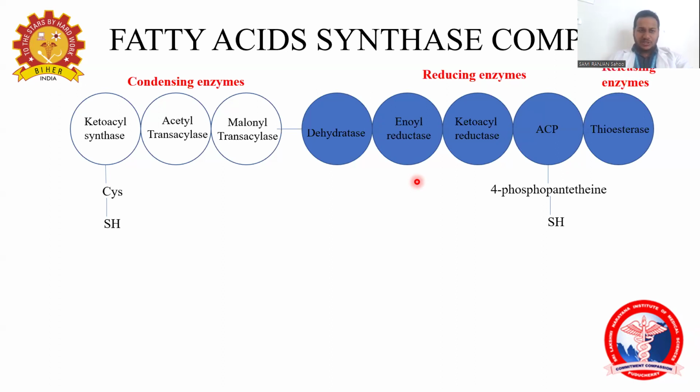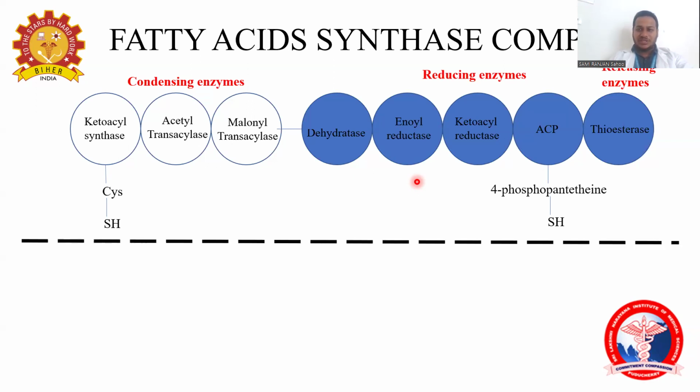So, ketoacyl synthase along with cysteine, acetyl transacylase, malonyl transacylase, dehydratase, enol reductase, ketoacyl reductase, ACP, and thioesterase. These are very important. Ketoacyl synthase along with cysteine is bound with a sulfhydryl bond, whereas ACP is a carrier protein, with 4-phosphopantetheine along with a sulfhydryl bond.